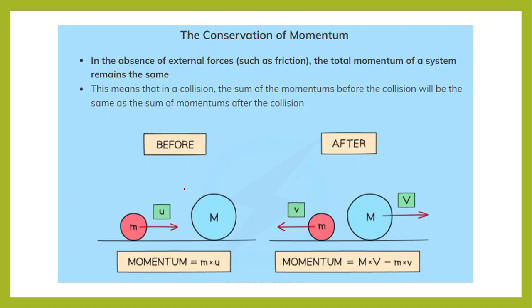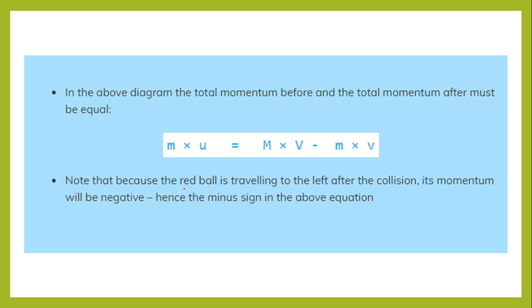Okay, conservation of momentum, we've already studied that. In the absence of external forces such as friction, the total momentum of a system remains the same. So in conservation of momentum, we don't really have a final impulse or change of momentum. However, if we talk about one body only, then definitely we do have a change of momentum. But as a system as a whole, there is no change of momentum. So this means that in a collision, the sum of momentums before the collision will be the same as the momentums after the collision, as in this diagram.